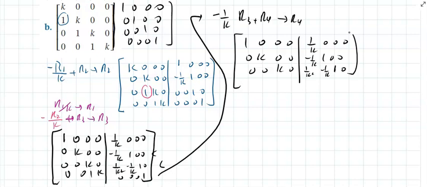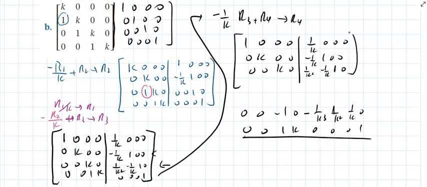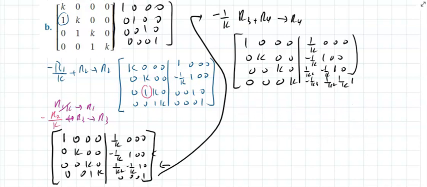So if I multiply this by negative 1 over k, 0, 0, negative 1, 0, negative 1 over k cubed, 1 over k squared, 1 over k and a 0, and if I add that to 0, 0, 1, k, 0, 0, 0, 1, I'll get 0, 0, 0, k, negative 1 over k cubed, 1 over k squared, 1 over k, and a 1.